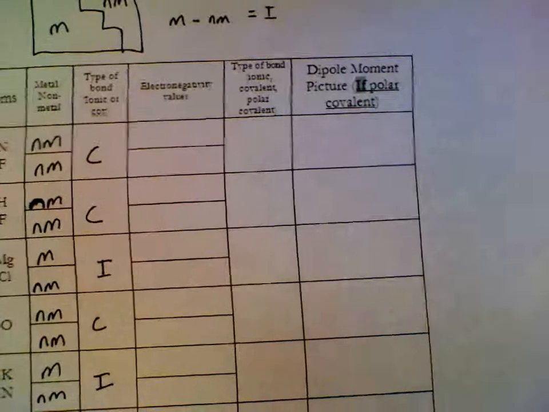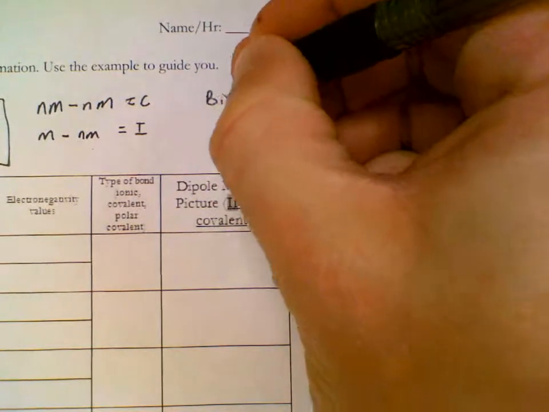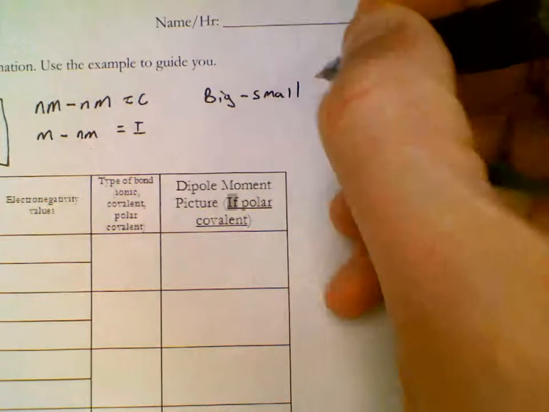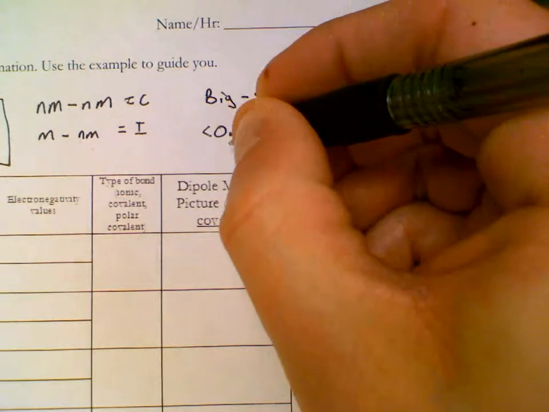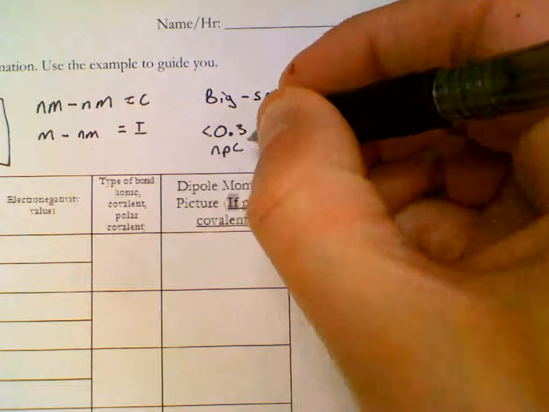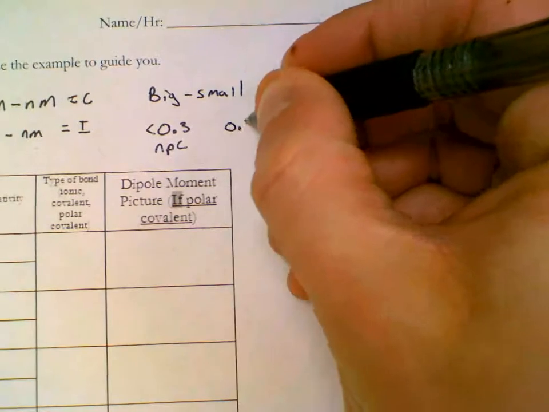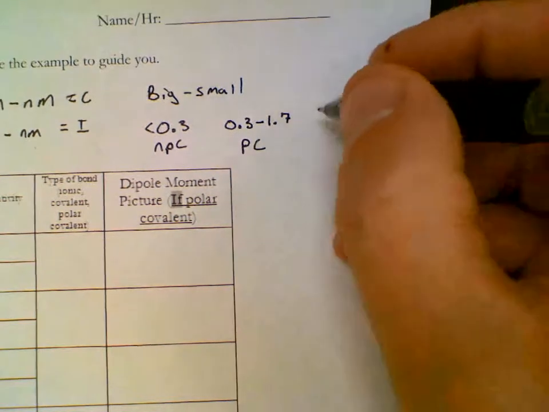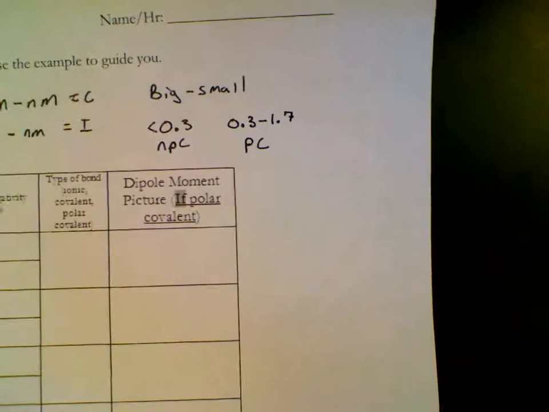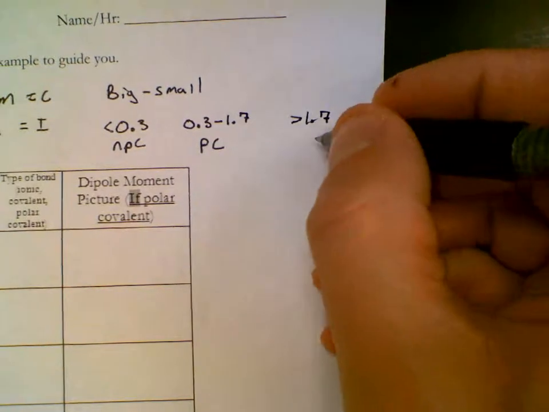We're also going to figure out the type of bond based on electronegativity. So we're looking at the difference in electronegativity. That means subtract. We're going to do big minus small. If the value is less than 0.3, we're going to call that non-polar covalent, which means completely even sharing of electrons. If the number is 0.3 through 1.7, electronegativity difference, we're going to call that polar covalent, which means uneven sharing of electrons. And finally, if the difference in electronegativities is greater than 1.7, we're going to call that ionic.